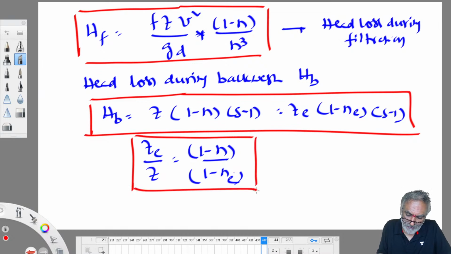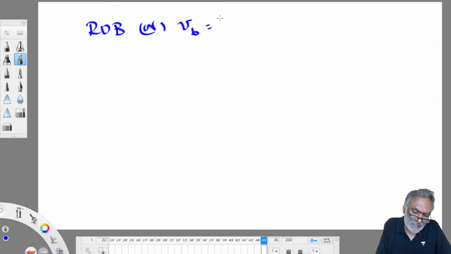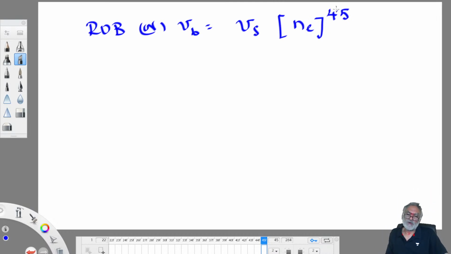This is also a very useful equation. And in addition to that, the rate of backwash you are also expected to find out. So the rate of backwash, or velocity of backwash water, is equal to the settling velocity of the sand particle in filter media to the power 4.5, over the velocity of expanded bed to the power 4.5.